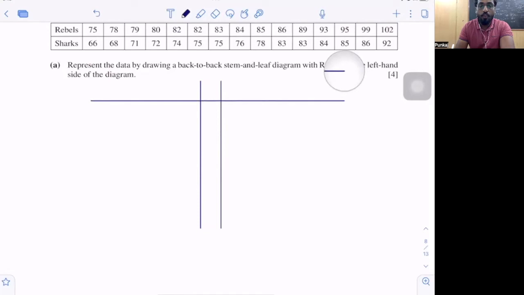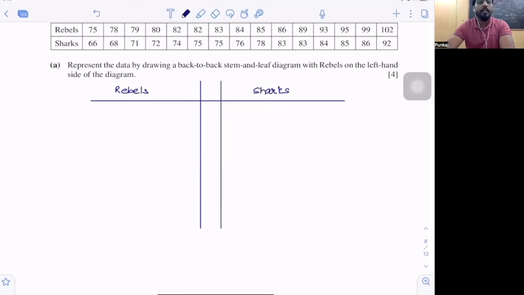Then on the left you want to represent what? So rebels on the left. So I'm going to write rebels over here. And of course, if rebels are on the left, sharks will be on the right. So you write sharks on the right.